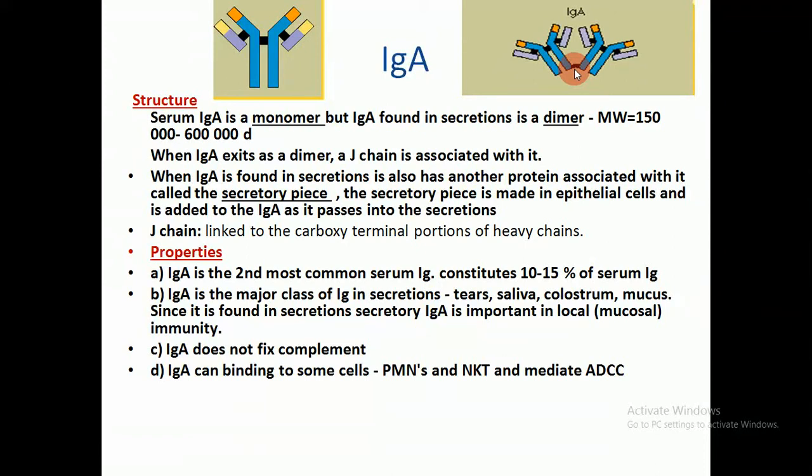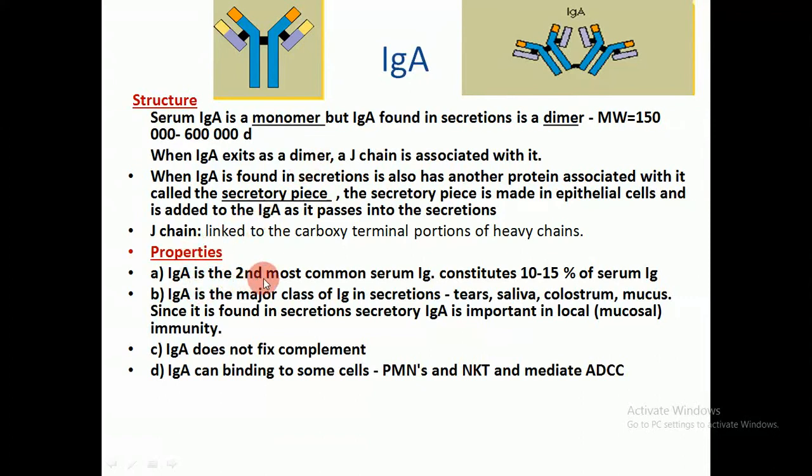When IgA is found in secretion, it also has another protein associated with it, which is called the secretory piece. This secretory piece is made in the epithelial cells and is added to the IgA as it passes into the secretions. The J chain is linked to the carboxy terminal portions of the heavy chain, so the carboxy end of the two antibodies.